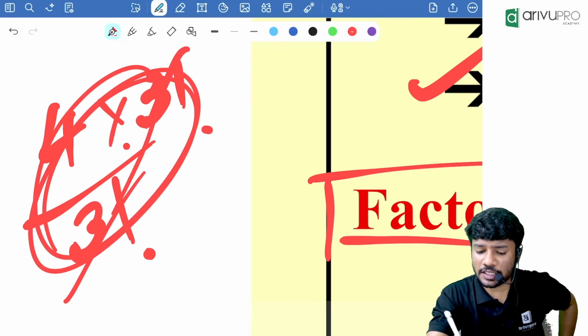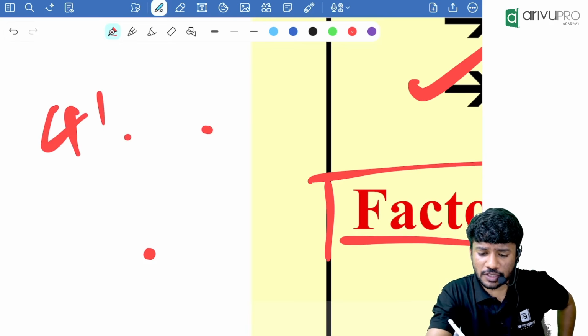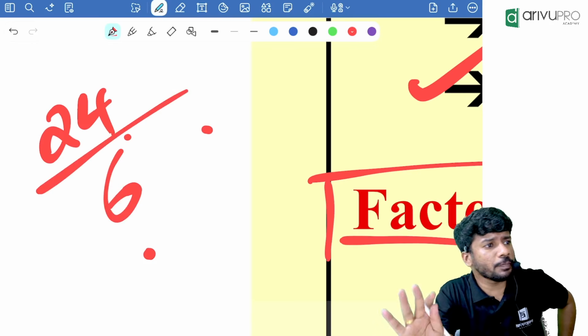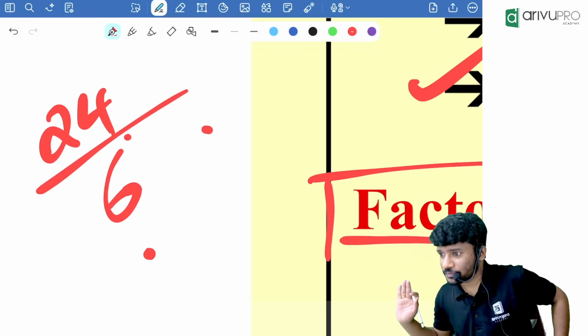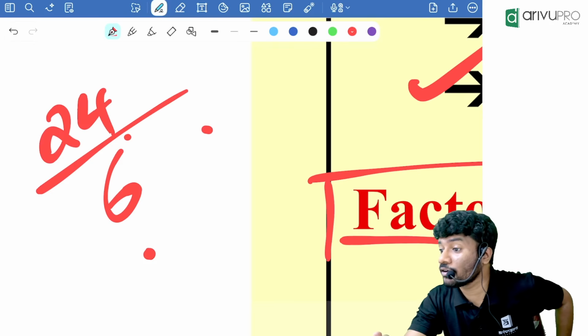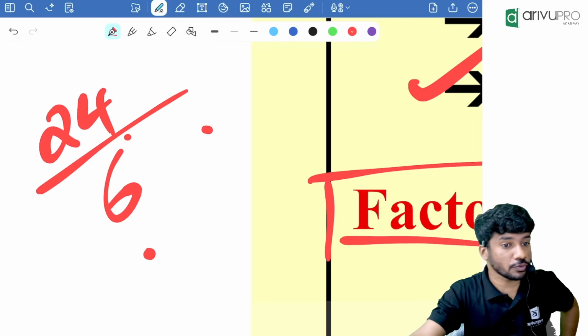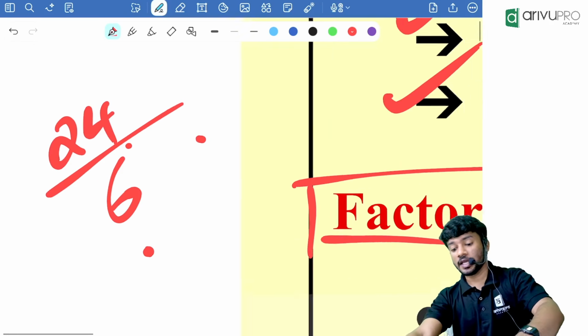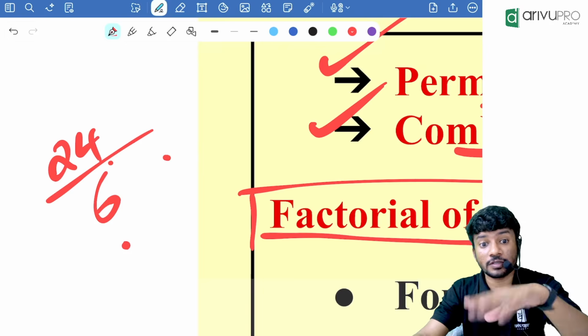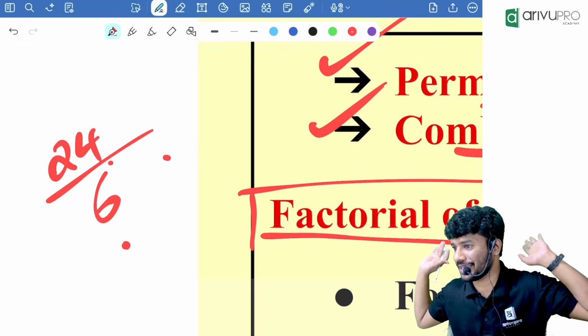Here we will not do that. Here 4 factorial is how much now? 24 divided by what? 6. We will randomly put the values and use the calculator. Okay, we will not go for cancellation and all. We will just put the values and go for the answer. That is our approach. If the other approach is used, that is also correct. Our approach is what? We will put the values, get the answer.